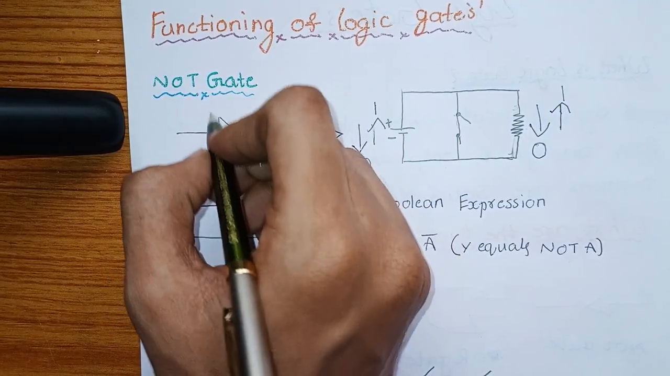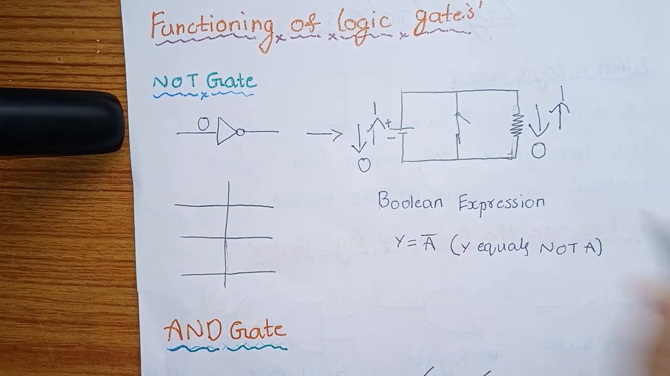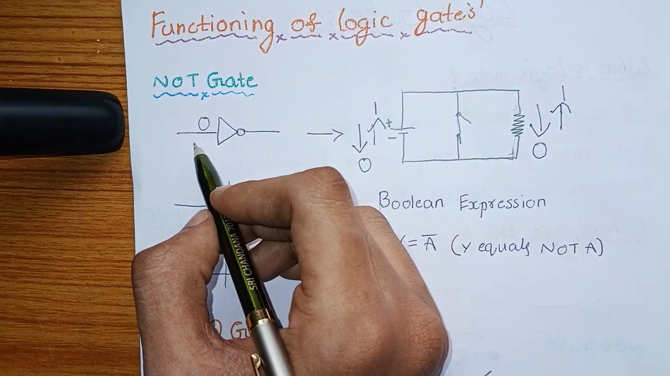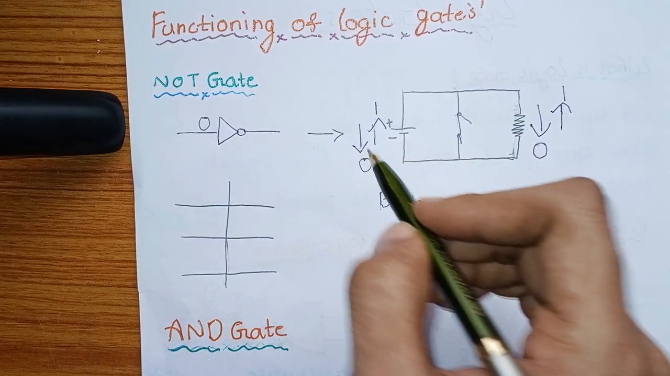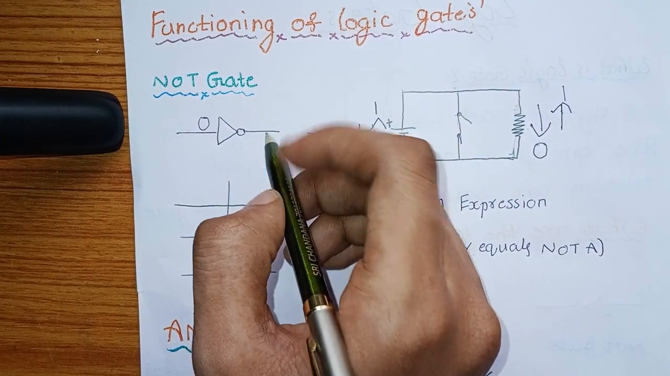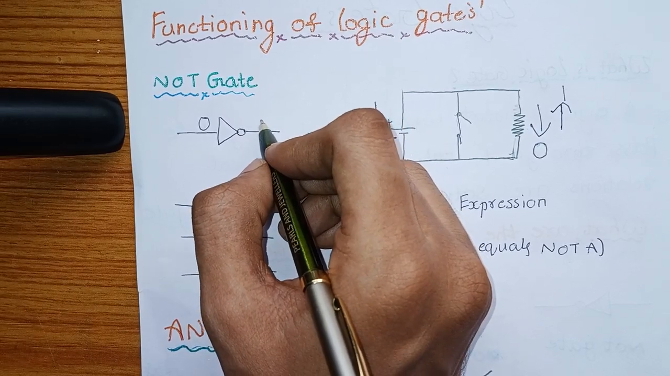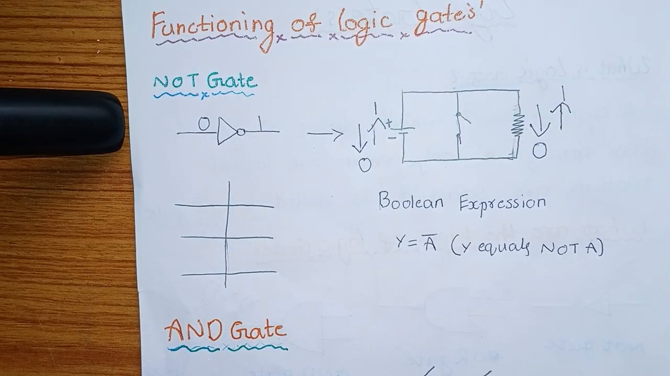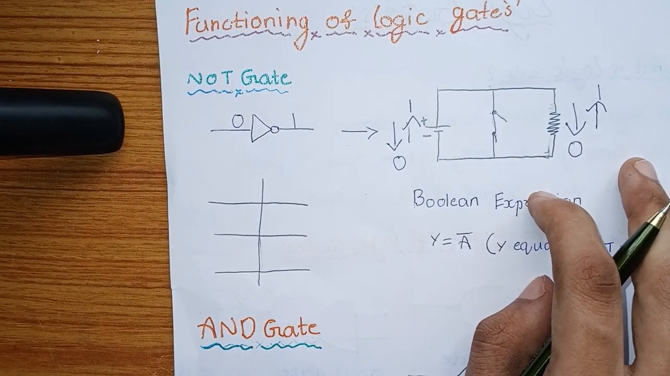If you give the instruction 0 to pass through it, let us imagine that you are giving a signal to the NOT gate, saying please pass my 0 signal to another person. But what will this NOT gate do? It will change the signal, transform it into 1, and send it to the other person. That is the nature of the NOT gate.